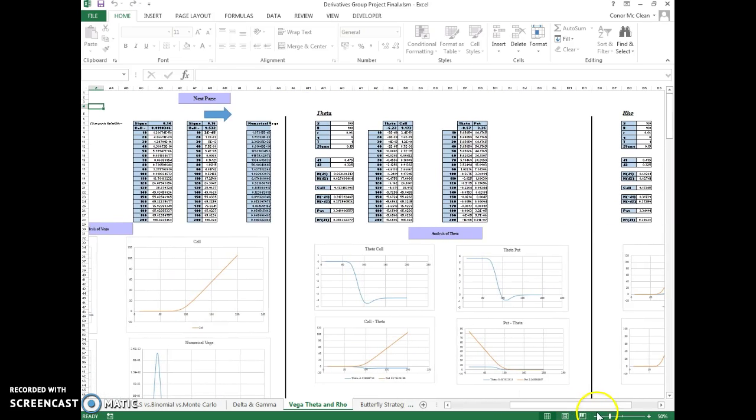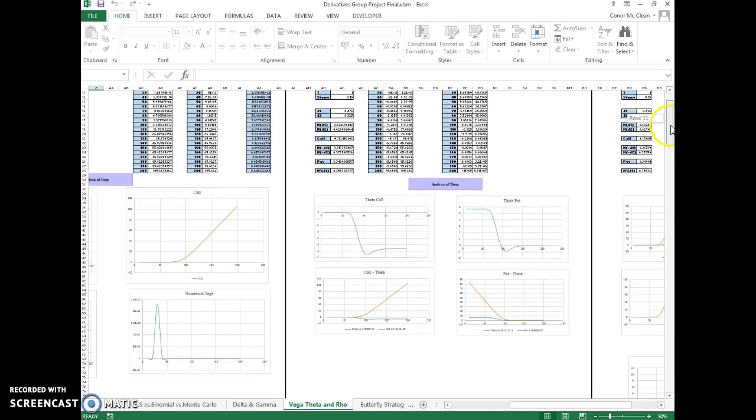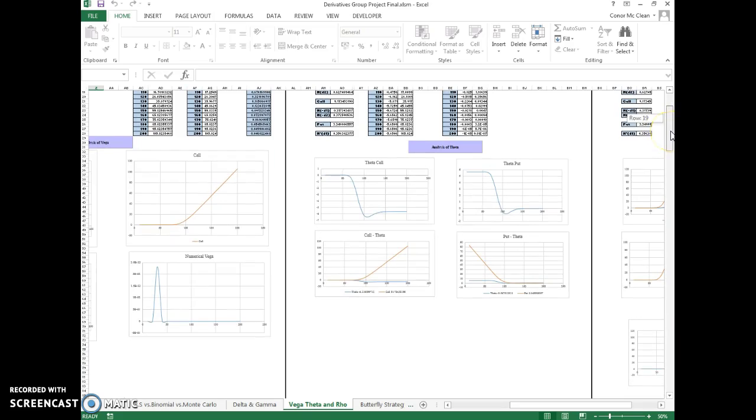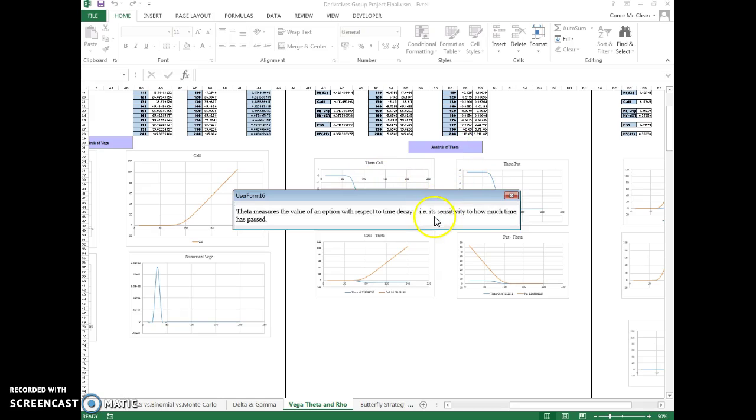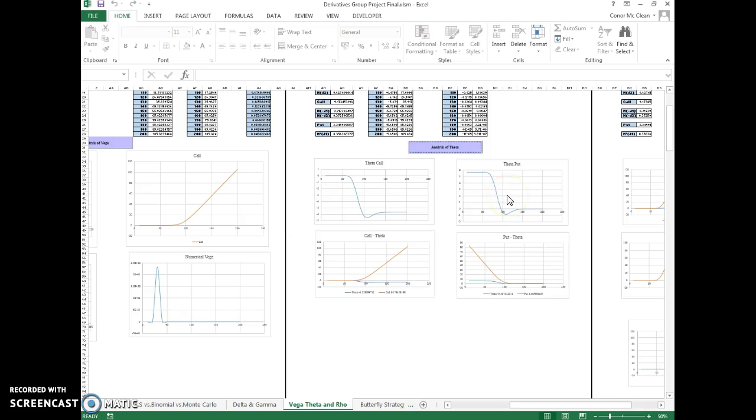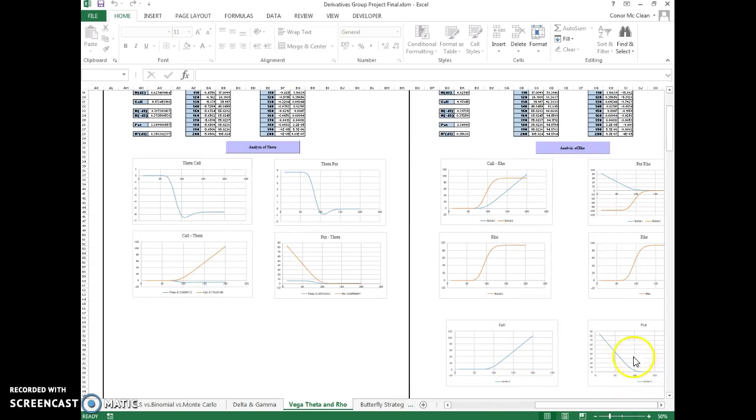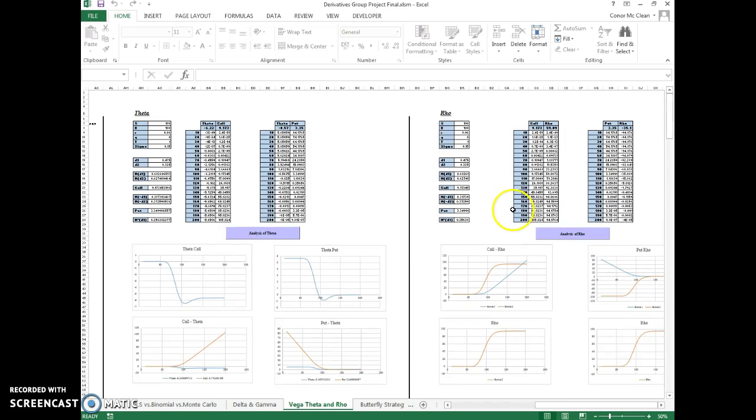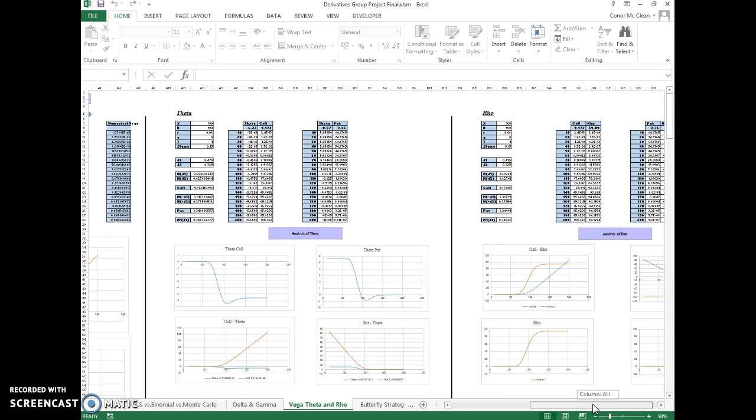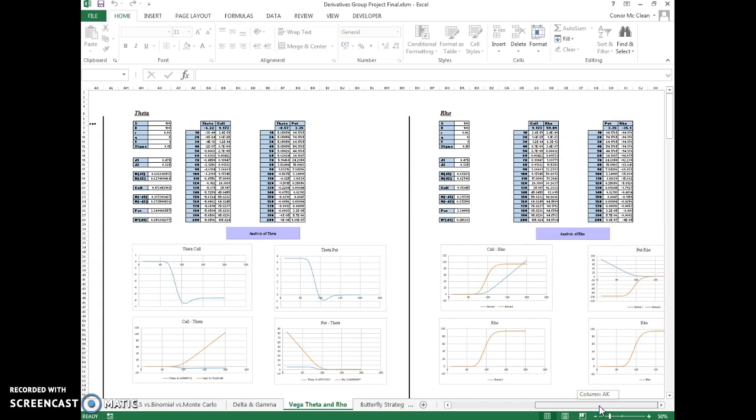Alongside it is theta, which determines the effect of time decay on the value of an option, as can be seen through the graphs here. There's a small analysis here, just to clarify anything. And finally, alongside it is an analysis of the rho, which deals with the rate of change, or the effect of the change in interest rates, which is seen there.